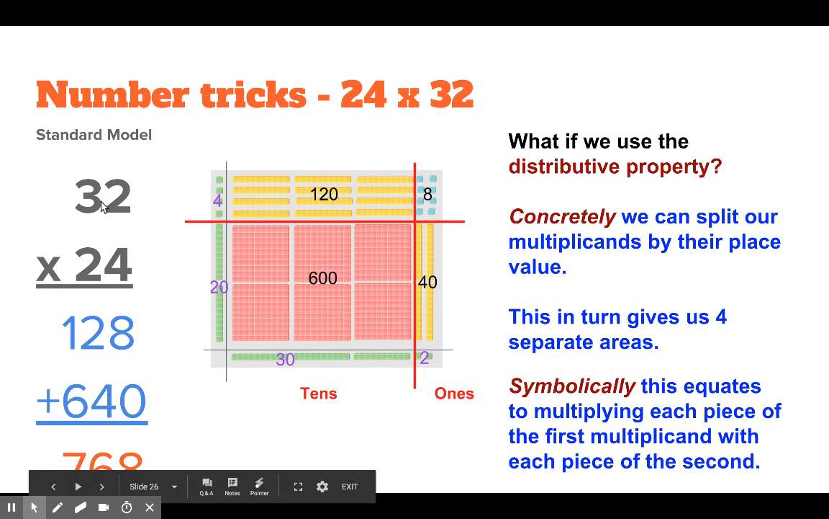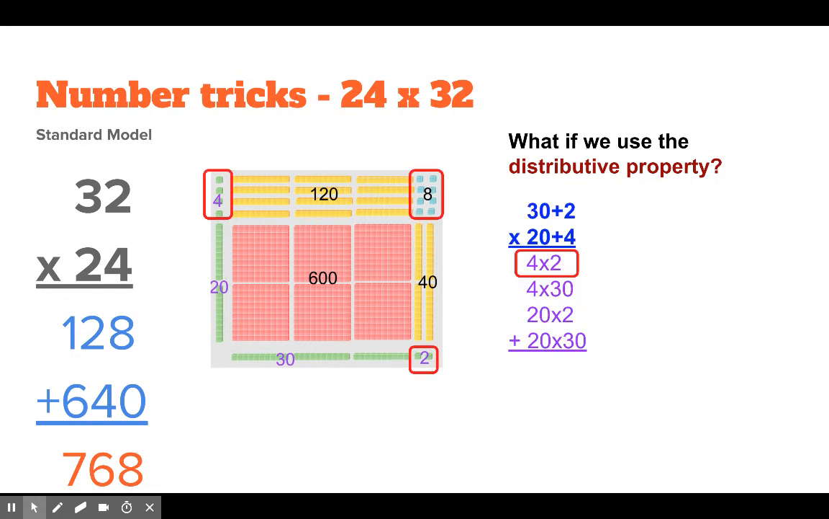In other words, we're going to take each piece of the first multiplicand and multiply it by each piece of the bottom. That's how we get 4 of these. Let's take a look. So instead of 32, I'm going to represent that as 30 plus 2. Instead of 24, I'm going to represent this as 20 plus 4. And the trick with the distributive property is that basically every piece of this sum, every addend, has to multiply with every addend in this one.